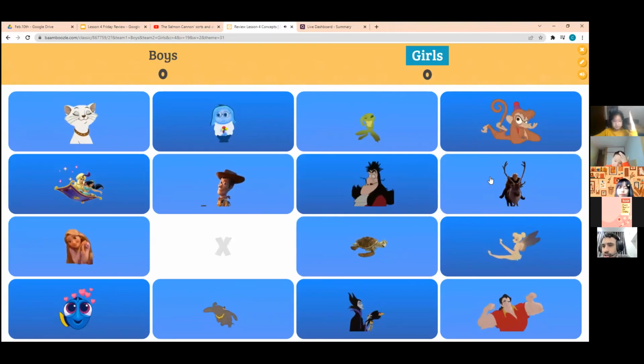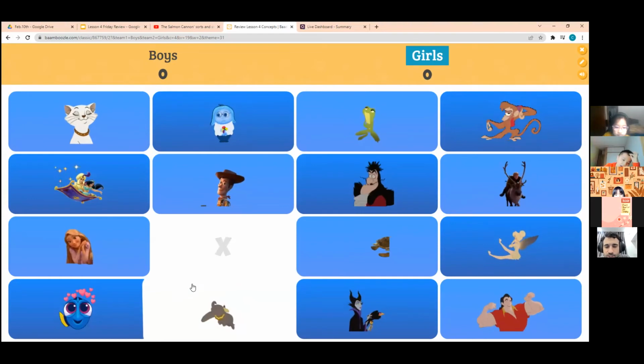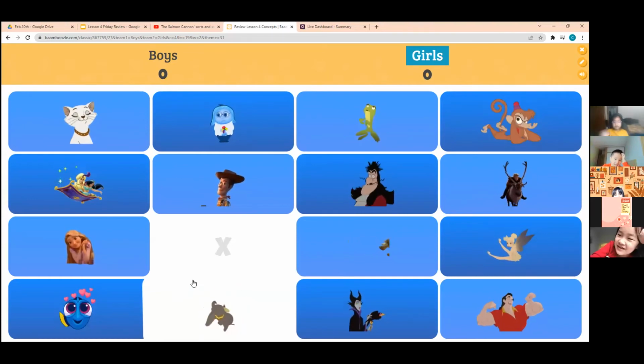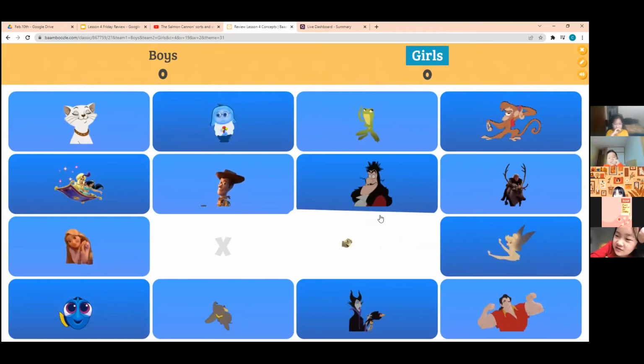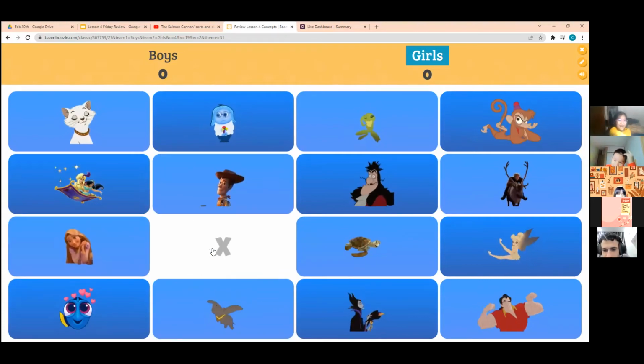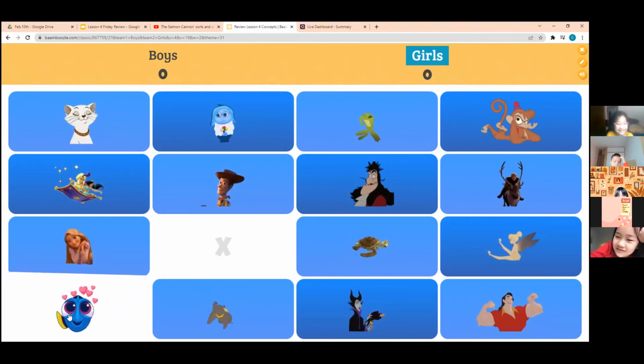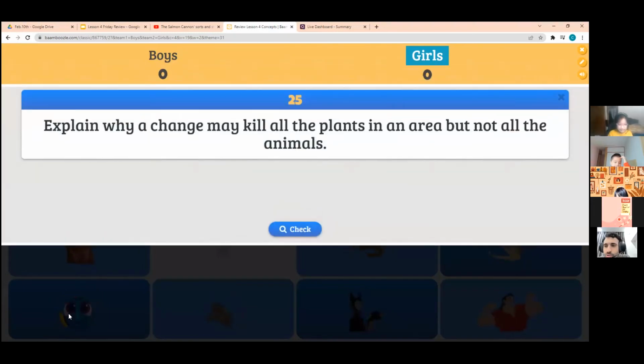Okay, girls, Sarah, you can go. It's your turn. Choose a picture. I think it's that fish. A fish. Okay, where's the fish? There are no fishes. Here, it's a blue fish. Oh, Dory. I see. You chose Dory.